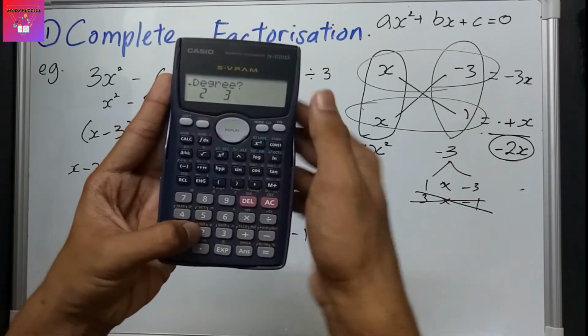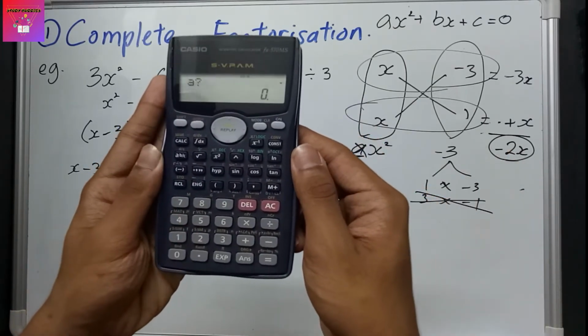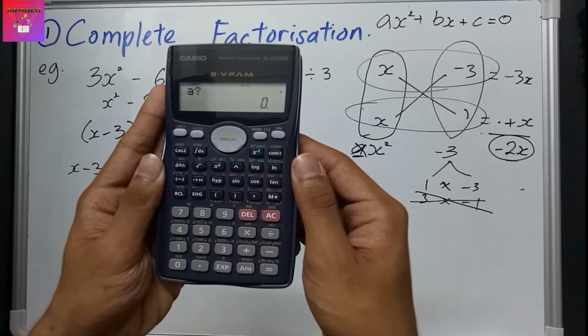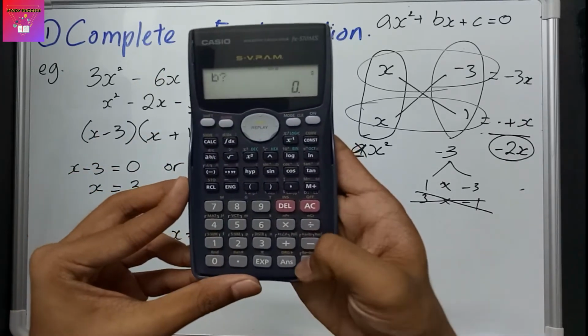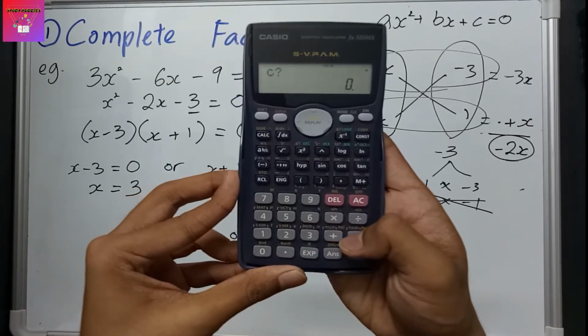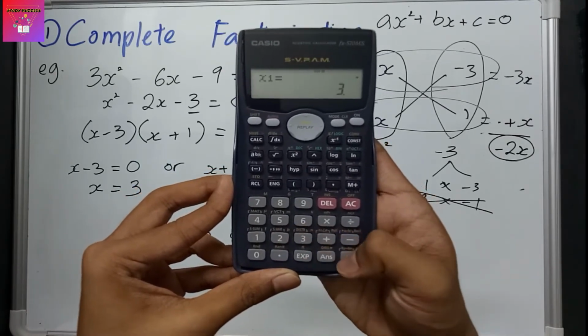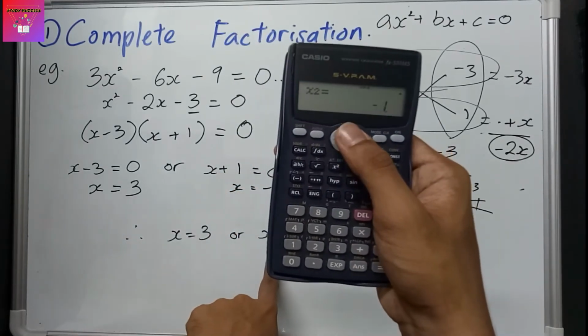Press number 2 since it's a quadratic equation. After you press number 2, you just input the numbers A, B and C. For this case, A is equal to 1, B is equal to negative 2 and C is equal to negative 3. And by this we actually get the answer, x equals 3 and x equals negative 1.